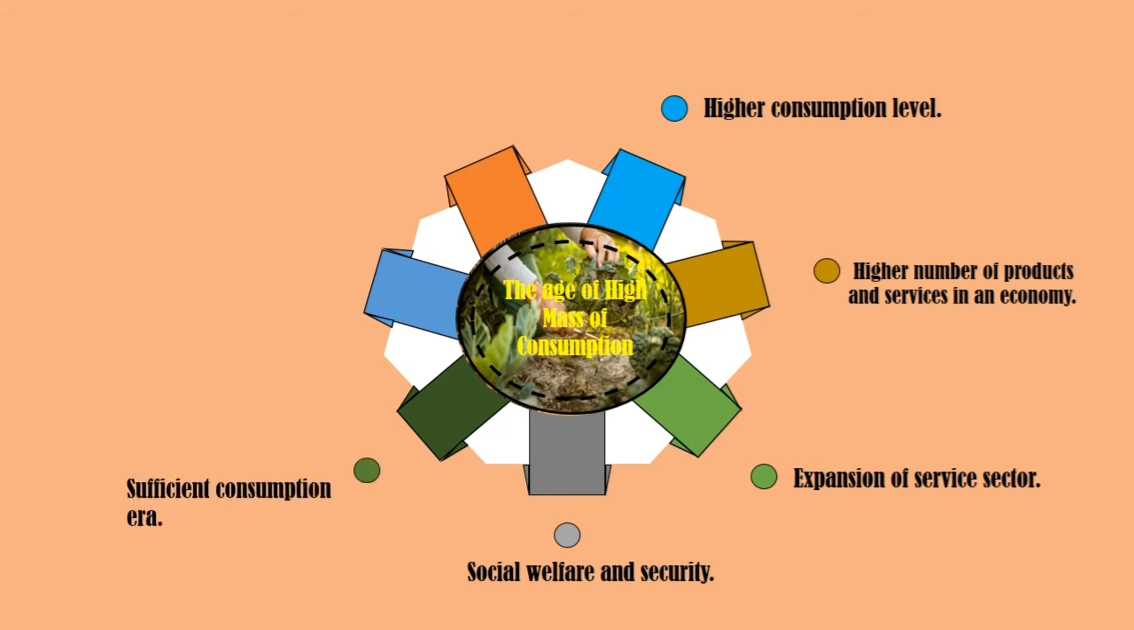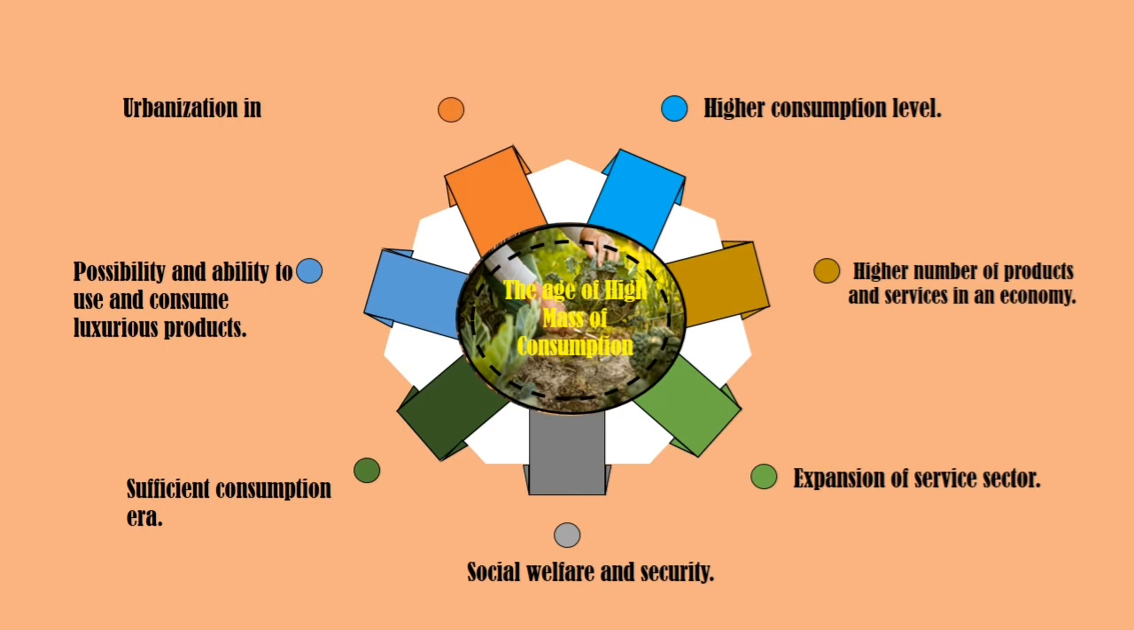So there was a sufficient consumption era in this period, and the possibility and the ability of the people to use and consume luxurious products which people prior to this mass consumption were not able to enjoy. And of course, there was urbanization in the economy, meaning there was a rapid process of urbanization that helped boost economic growth by increasing demand among urban businesses and individual consumers.